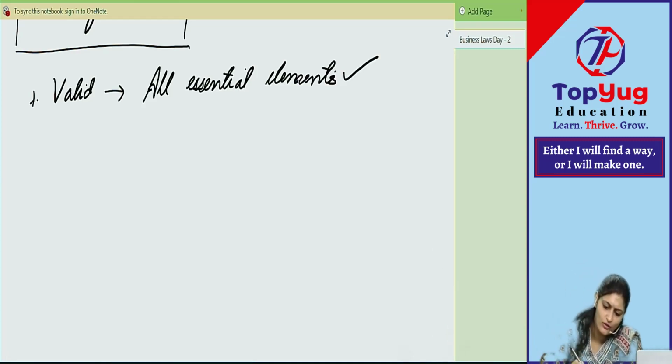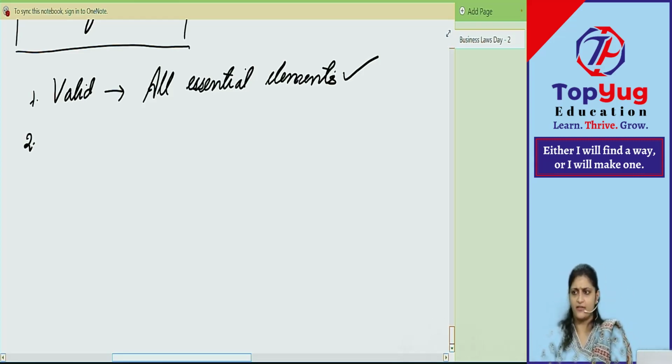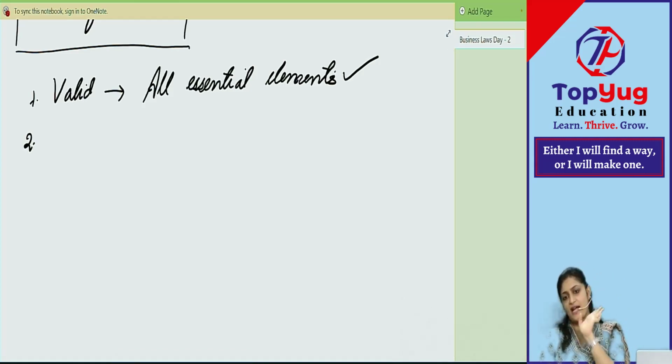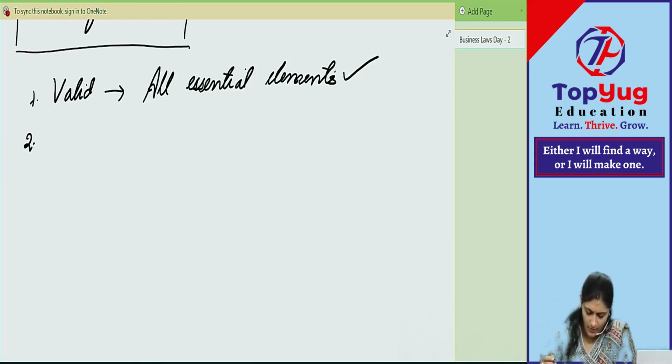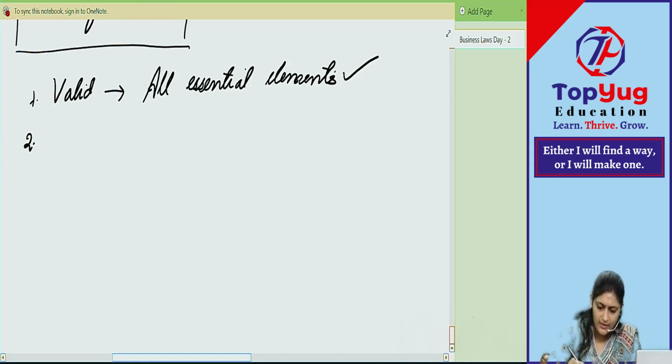Okay, that is a valid contract. How many essential elements are required to be present? 8, 7, 10? All the 10 to be present. Then only it will come under this category of contracts, valid contracts. A valid contract is a normal contract. The contracts enforceable by law which we are talking about are valid contracts. Okay, next one. Void contracts.